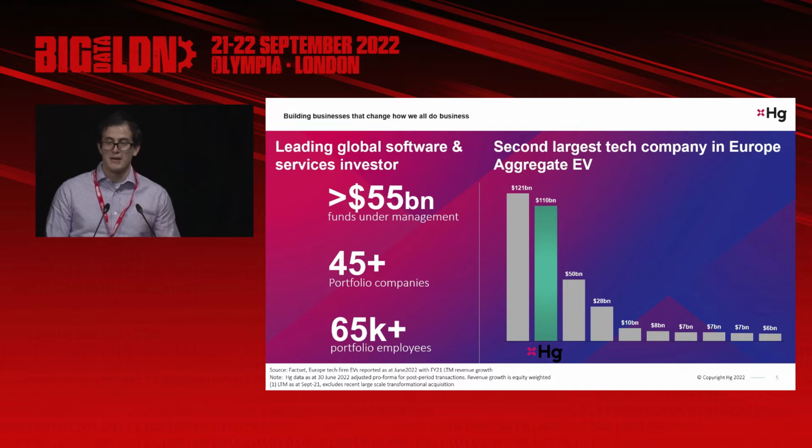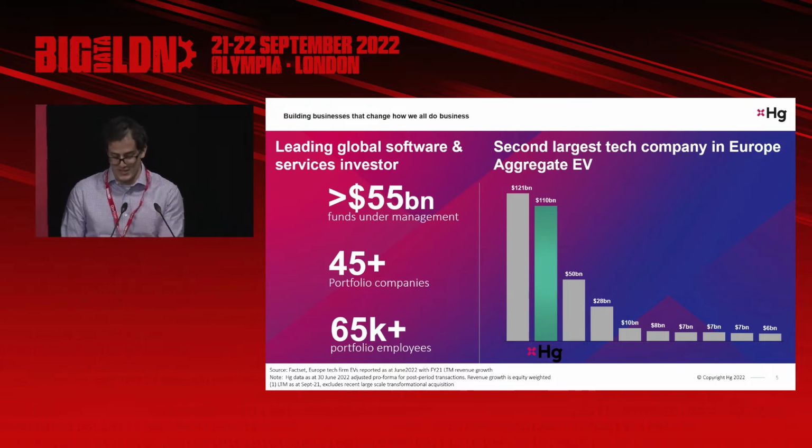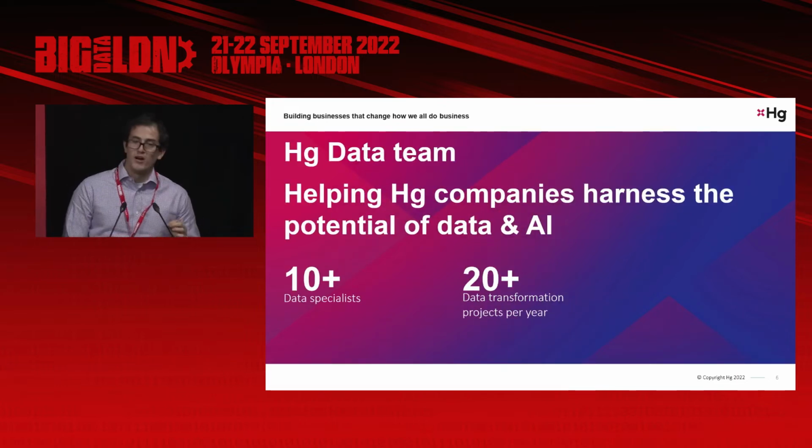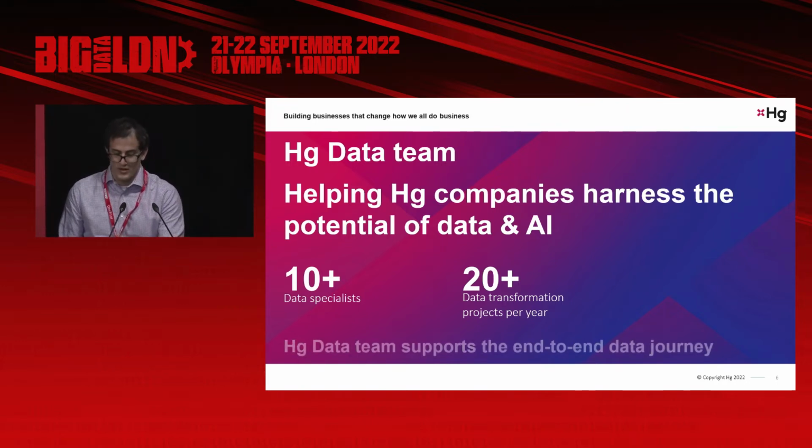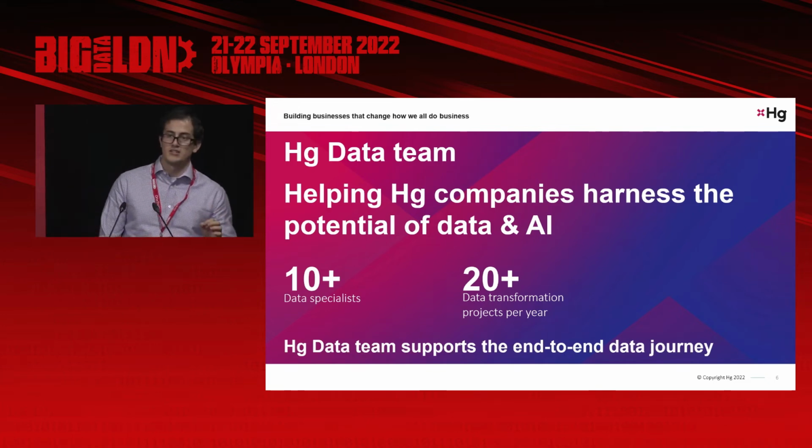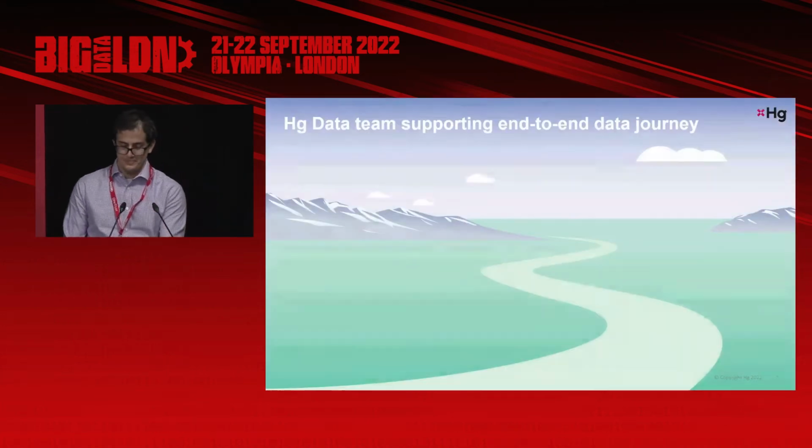And as you'd expect, that brings with it a huge data potential and capability that personally I get really excited by. I work within HG's data team with over 10 data specialists as part of our broader team of over 50 operators. And a core part of what the data team does is helping HG companies harness the potential of data and AI. We deliver north of 20 data transformation projects per year, and I like to think of those projects as working with our companies along the end-to-end data journey.